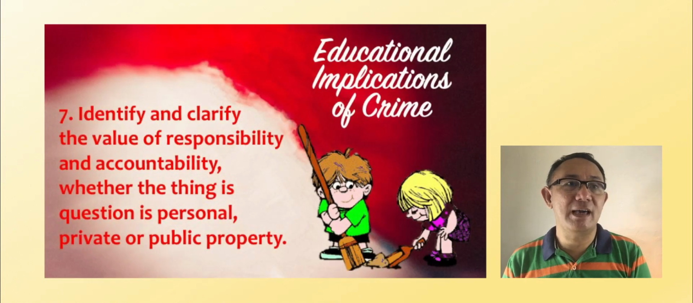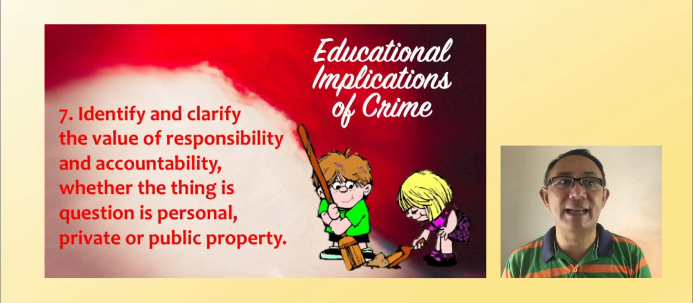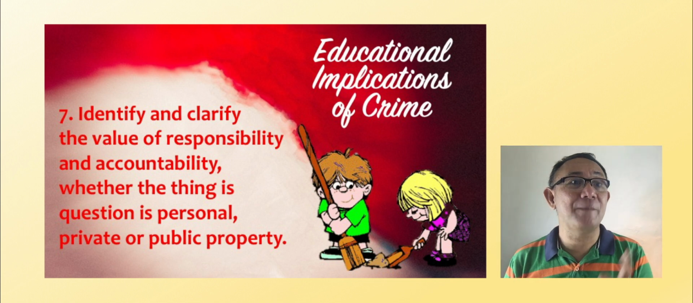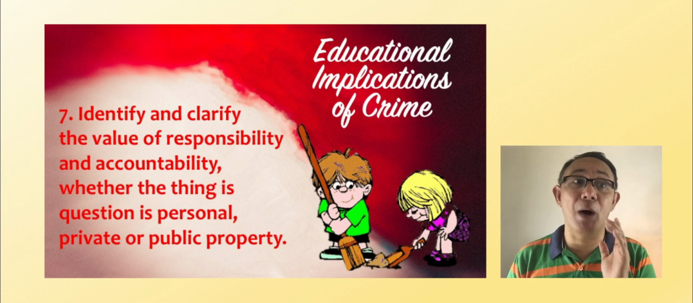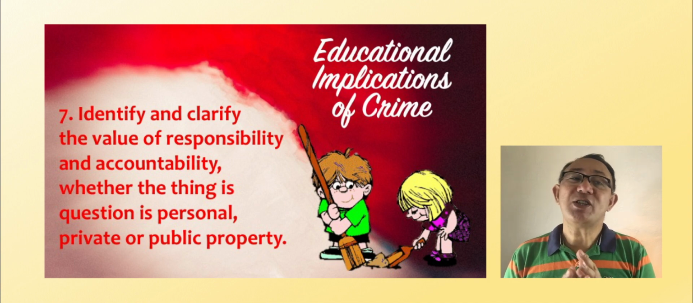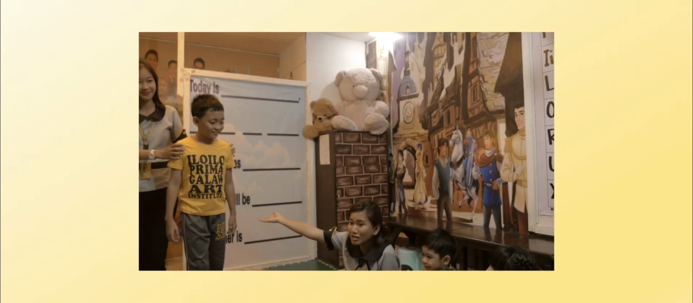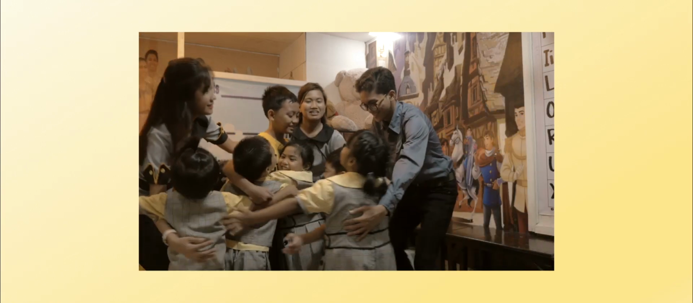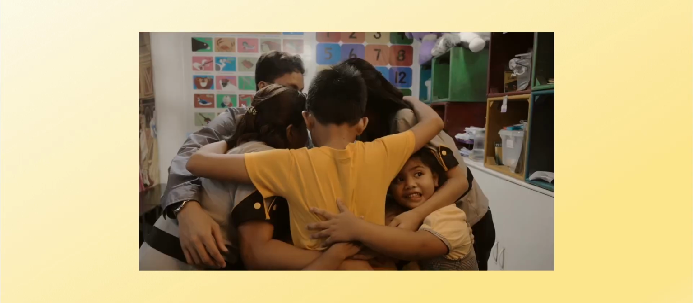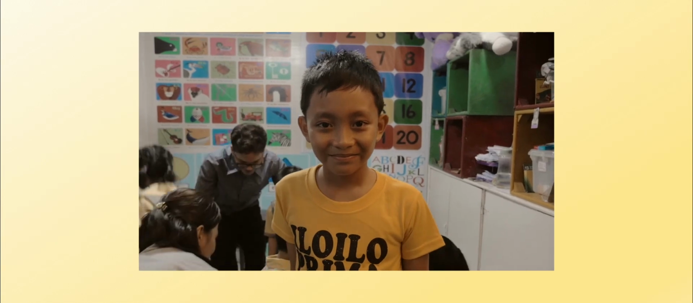Next is identify and clarify the value of responsibility and accountability, whether the thing in question is personal, private, or public property. What is really related to being responsible here is respect. I believe then that a teacher should also stress that relationship, that when you get to be responsible, you will also get that certain respect, be it in your personal relationships with the other students inside the school, be it also the properties of the school, or be it from other private people.